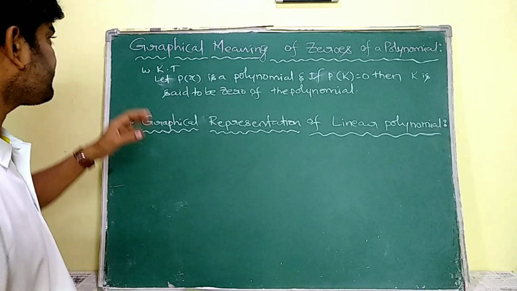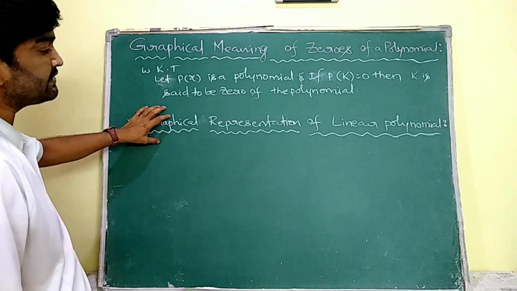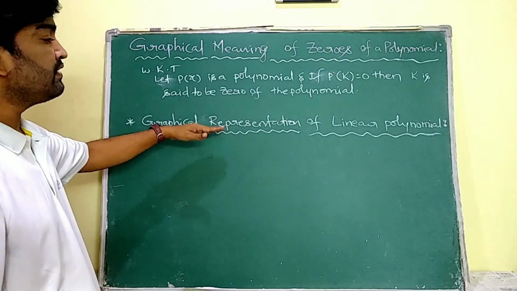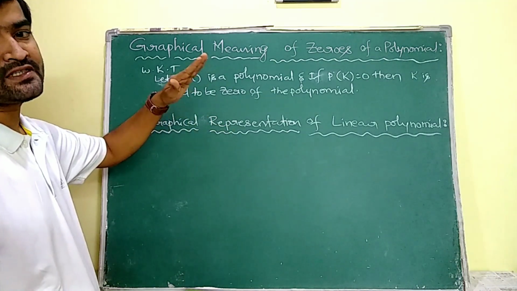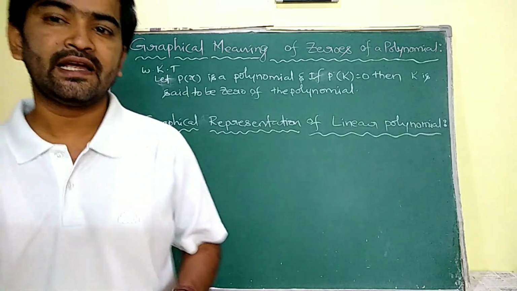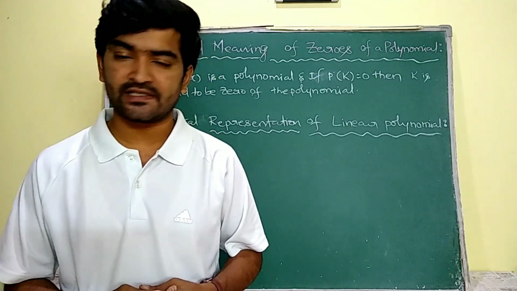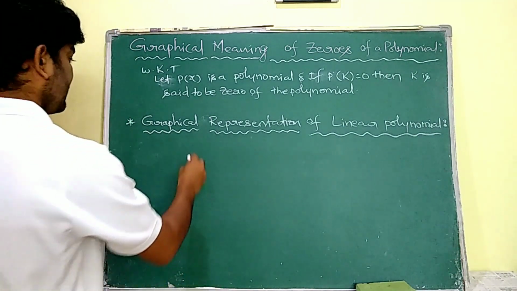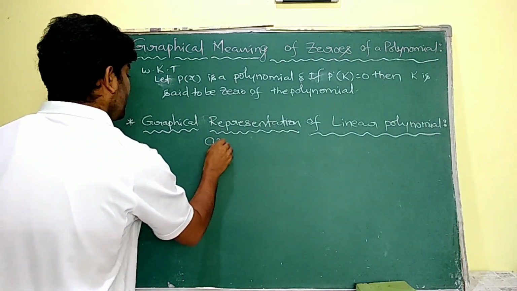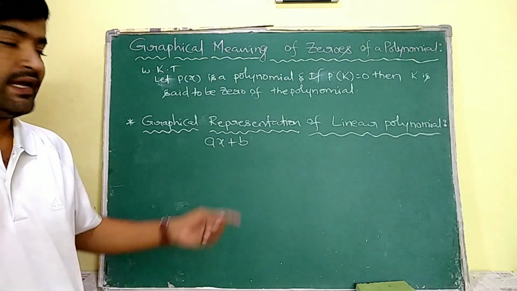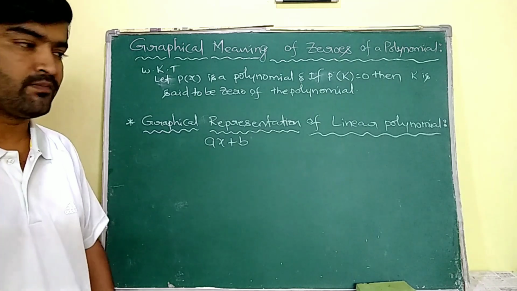For that, we are going to look at the graphs of different polynomials. We know the graphical representation of a linear polynomial is always a straight line, because a linear equation always represents a straight line. So first we have to take one linear polynomial. We know that ax plus b is the linear polynomial in one variable. This is the general form.